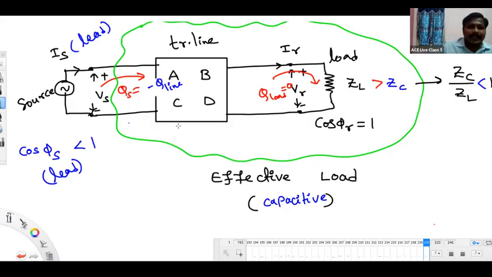Obviously, as it's a capacitive load for you, it will be drawing leading current. Capacitive load means it will draw the leading current. So I have shown the source current as leading, and obviously you are going to get the source power factor as leading.